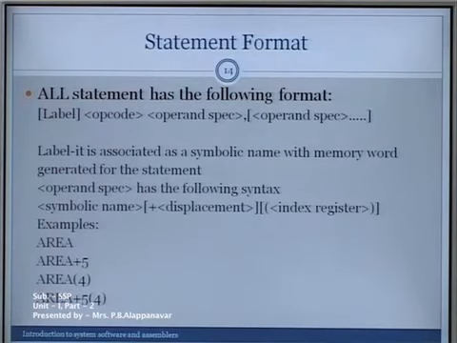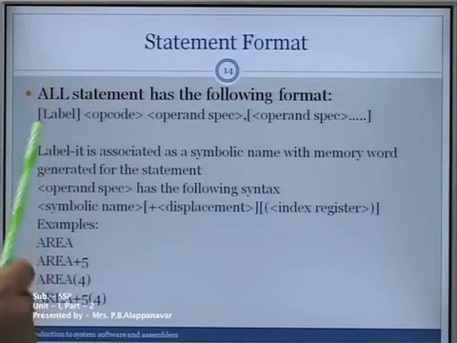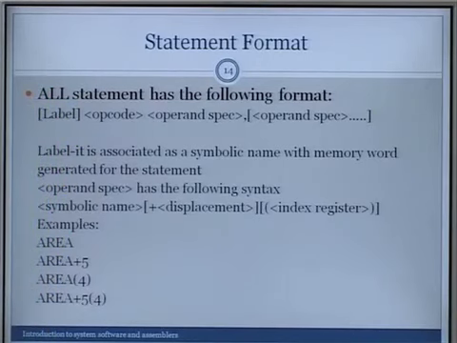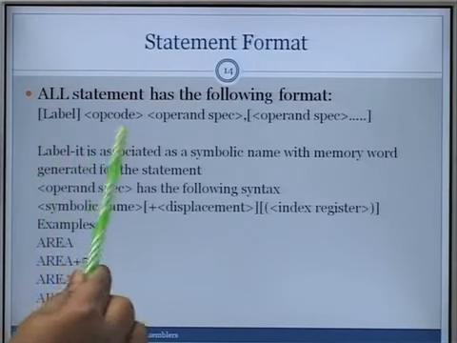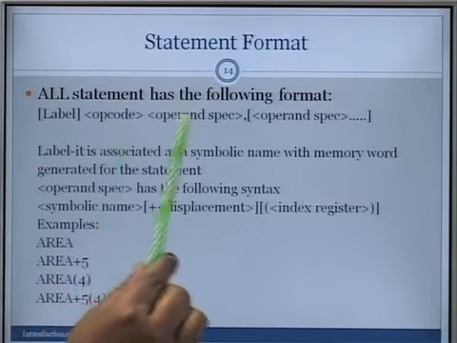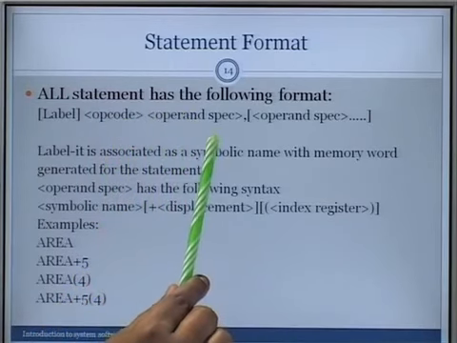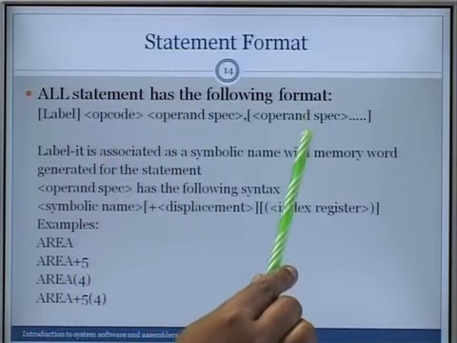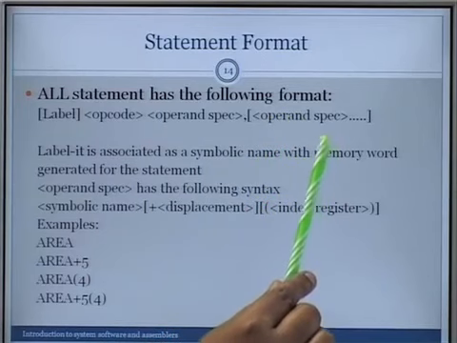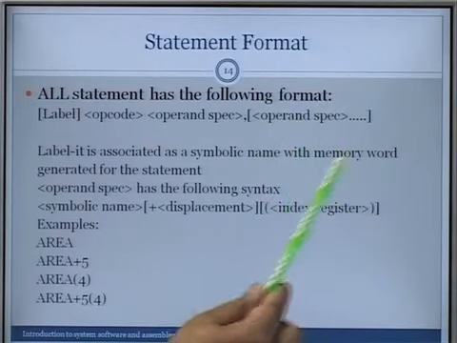Now, how does an assembly level language statement look? This is the format of an assembly level language statement. The first one is a label. Anything that is written in square brackets happens to be optional, followed by the opcode. Then you have the first operand specification, and then you can follow it by a second operand specification if required.